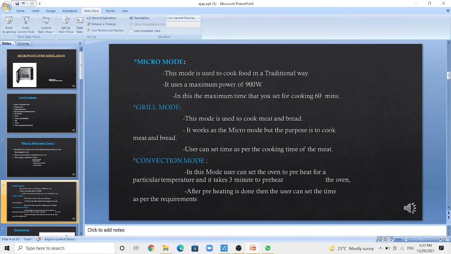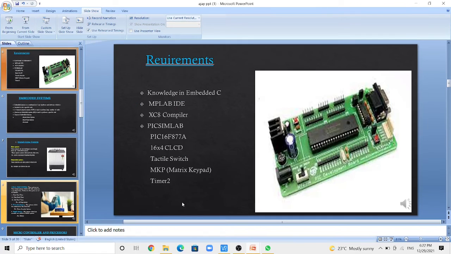So the maximum preheating time is 3 minutes. After completing this 3 minutes of time, we can set the time. Up to that time it will heat. Okay, do you understand? And then go to the next slide.